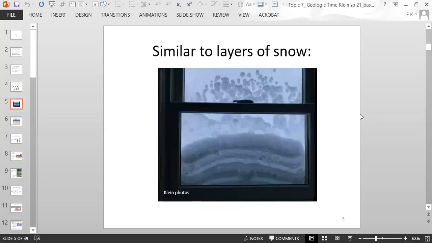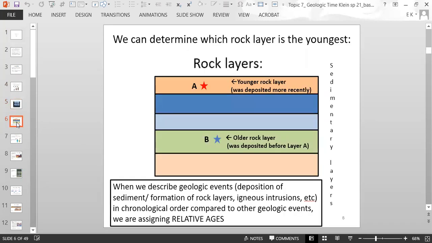It's similar also to snow that falls in layers. So the layer at the bottom fell first, and then as time goes by, more layers are on top of it. So the layer on top is the most recent layer of snow. So when we look at a series of rock layers, we can determine which are the youngest layers and which are the oldest.